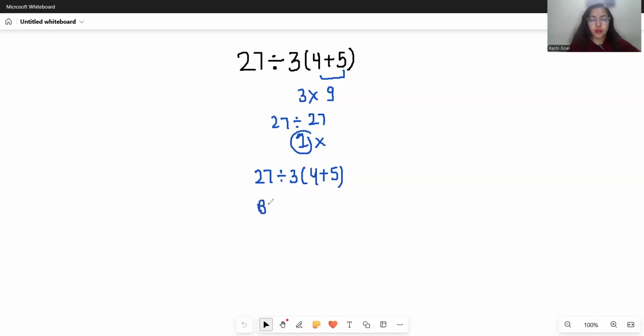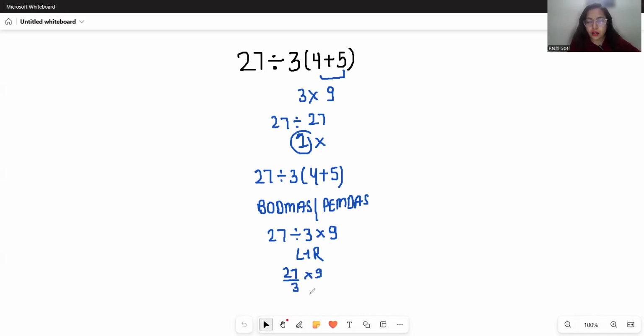So we are going to follow the BODMAS or PEMDAS rule. As per this rule, first you have to solve the bracket. So 4 plus 5 is 9. Now multiplication and division both have the same priority, but we have to solve it from left to right always. So 27 divided by 3 multiplied by 9, that is 9 times 9, that is 81.